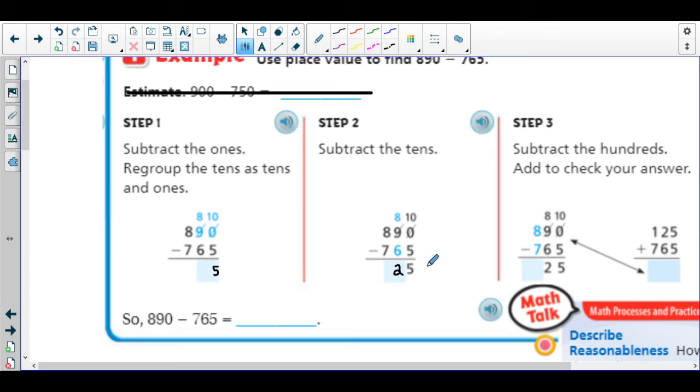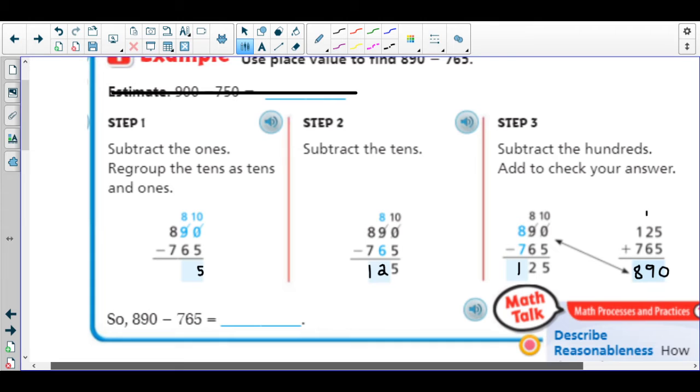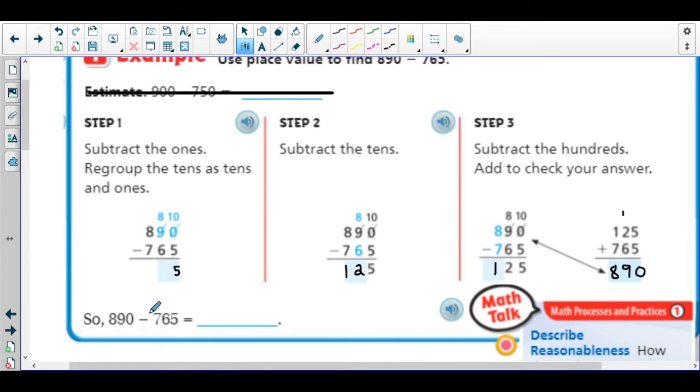We subtract normally there. And then 8 minus 7 is going to give us 1, which is what we had right here. So 125 plus the 765, hopefully when we add that up, see 6, 7, 8, 9, and then 8. So the answer we got right here is what we initially started with right up here that we were subtracting. Okay, so 890 minus 765 equals 125.